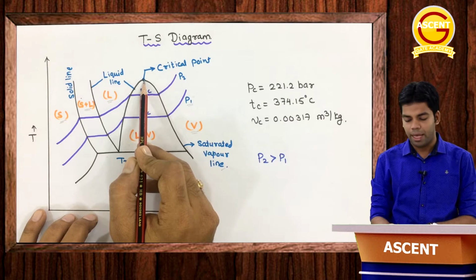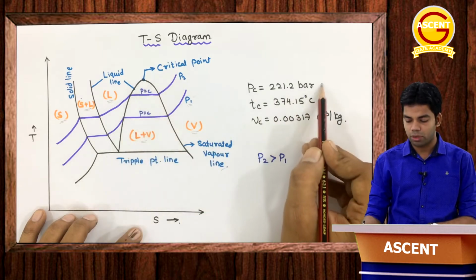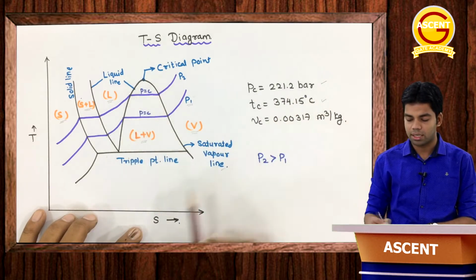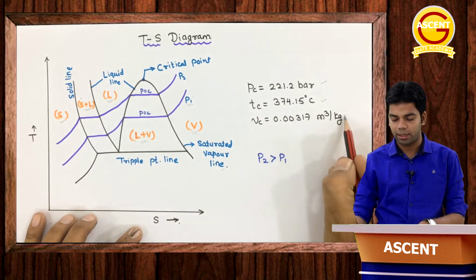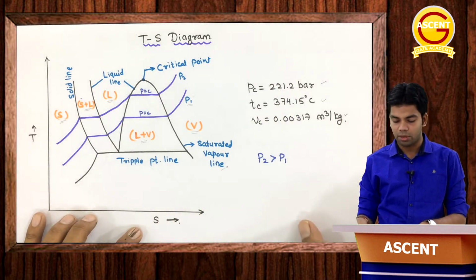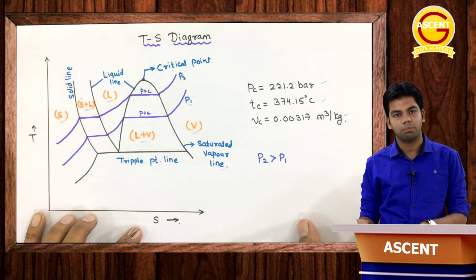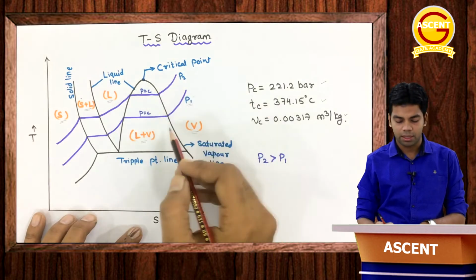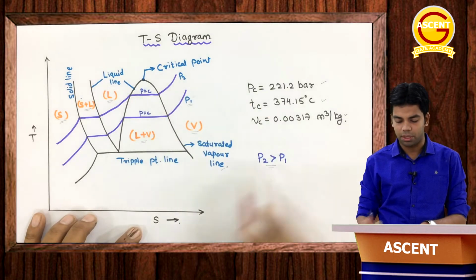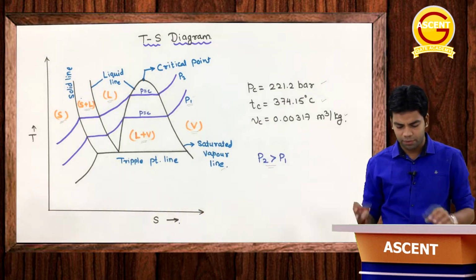At this particular critical point, the pressure is 221.2 bar, the temperature is 374.115 degree centigrade, and the specific volume is 0.00317 meter cube per kg. As we move upwards the pressure is increasing, that means P2 is greater than P1. This we have already discussed.